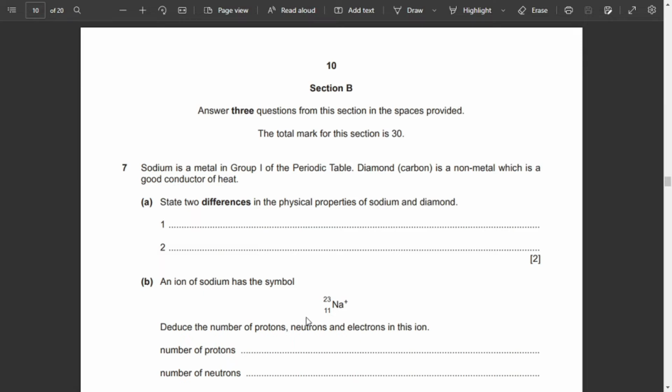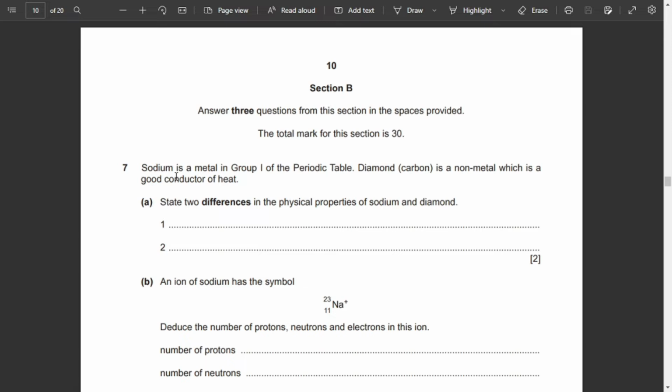So here diamond is made up of carbon, which is a non-metal, while sodium is a metal. Since diamond is made up of carbon, diamond is also a non-metal. So we need to find 2 physical differences between them. You can write basic differences between a metal and a non-metal, or you can also keep it specific to sodium and diamond if you wish.